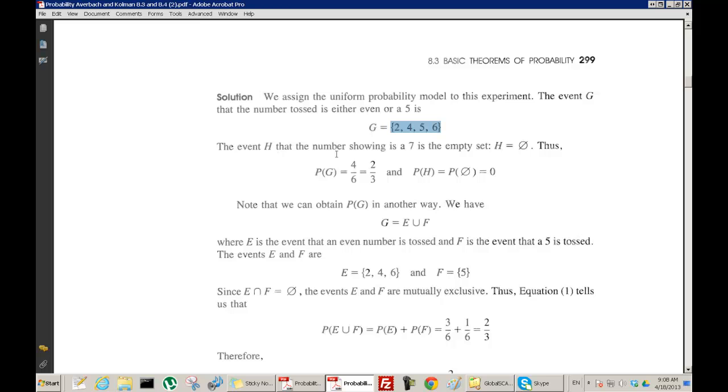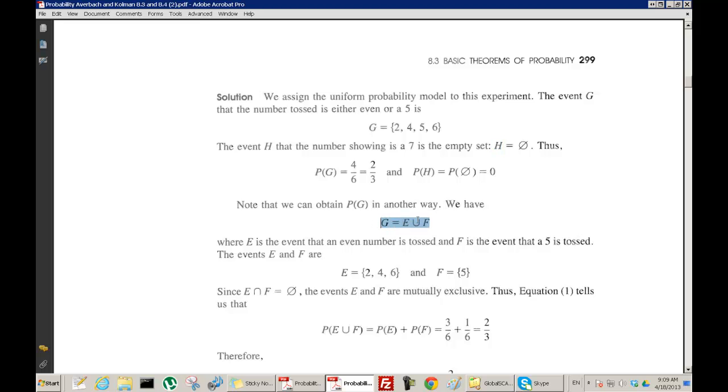The event H, that the number showing is a 7, is the empty set. H is the empty set. Okay, thus the probability of G is 4 over 6 or 2/3, and the probability of H is the probability of the empty set, which is 0. They said, note that we can obtain the probability of G in another way.